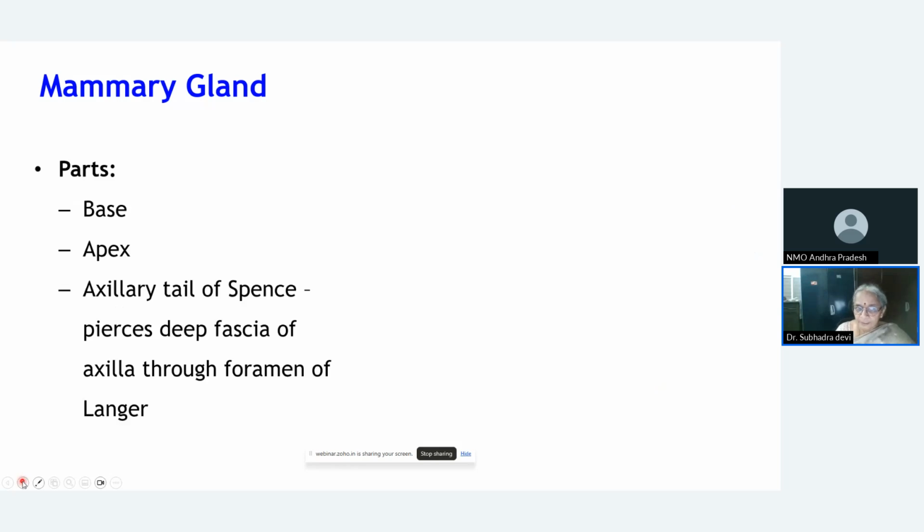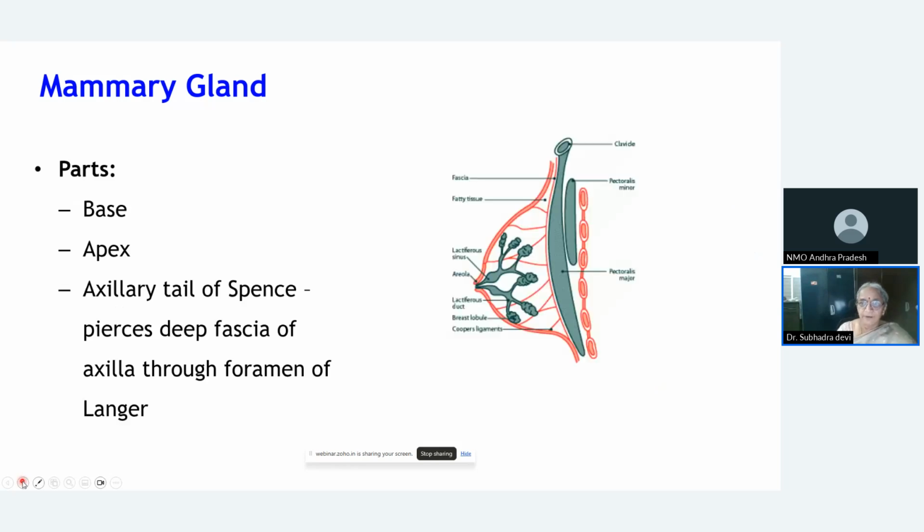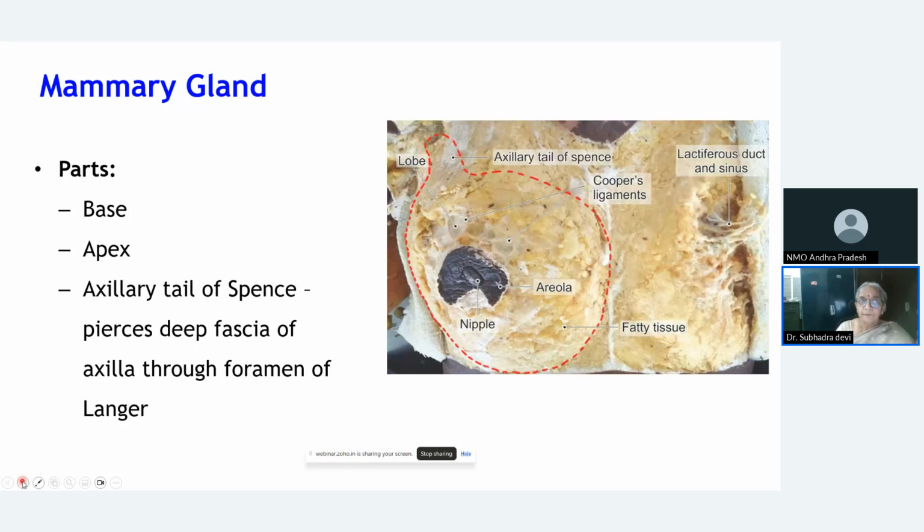Then what are the parts of it? You know, what is base, apex, axillary tail of Spence. You should have a lateral view diagram also, which will be of help, and for giving the base, what are all the components you will be seeing.